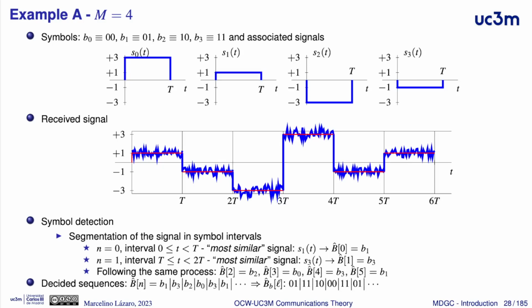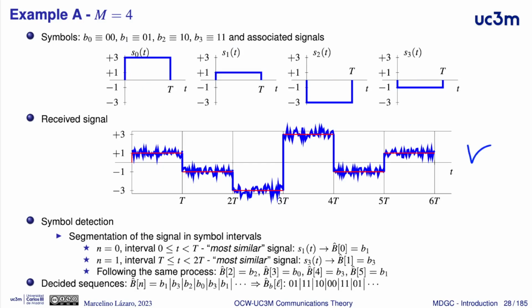Here we have an example for a 4-ary system. We have 2 bits per symbol, 4 possible symbols: B0, which is 0 0, B1, which is 0 1, B2, which is 1 0, and B3, which is 1 1. And here we have the signals S0, S1, S2, and S3 that were used in the modulator to transport B0, B1, B2, and B3 respectively.